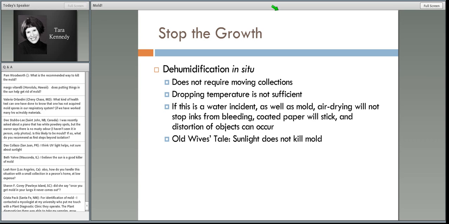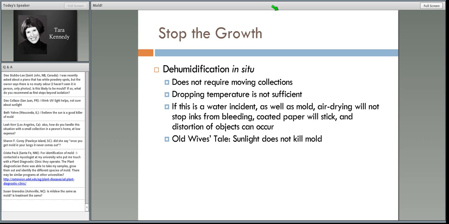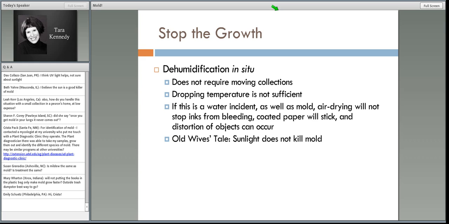So as your air cools, some people think that dropping the temperature will help because mold likes heat. But as you're dropping that air temperature, you're now creating air that can hold less moisture, so the relative humidity goes up and the materials absorb more water, which is a problem. So if this is a water incident that's happened, as well as mold, air drying won't help in terms of stopping ink from bleeding and that sort of thing. So you're going to have some distortion of objects.